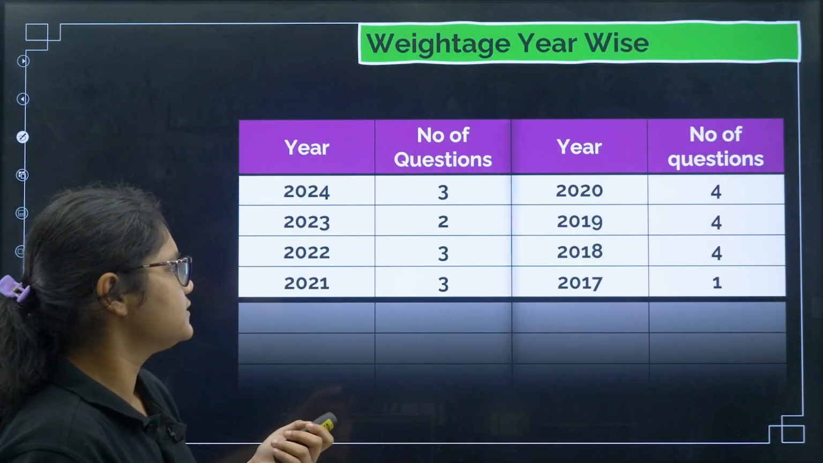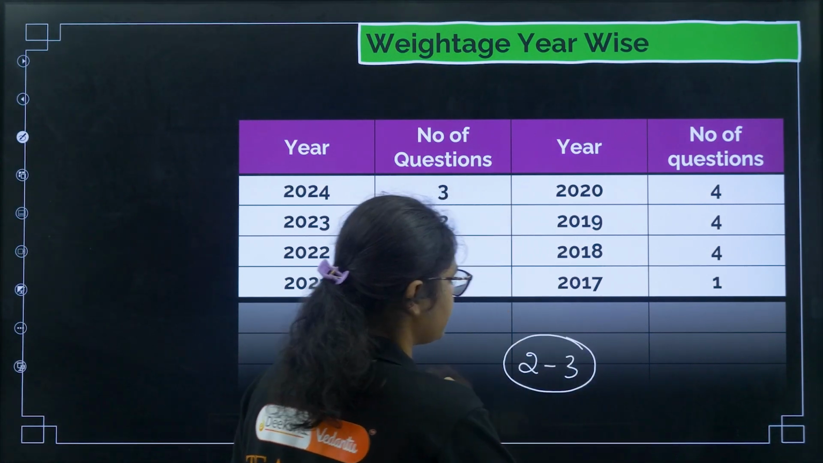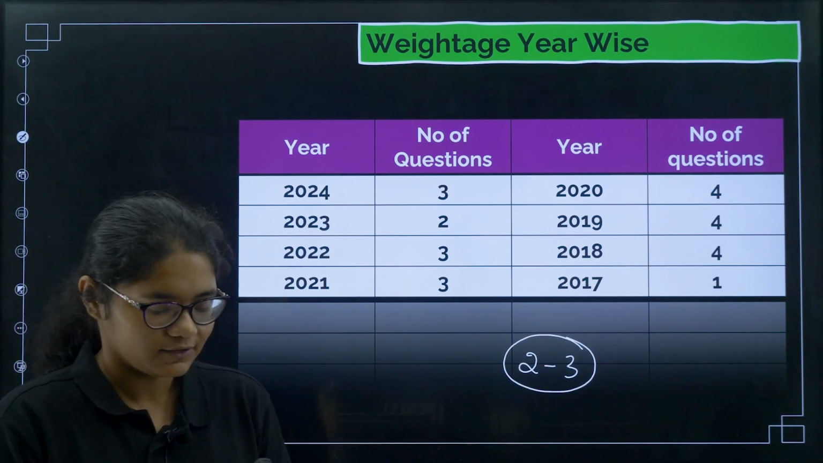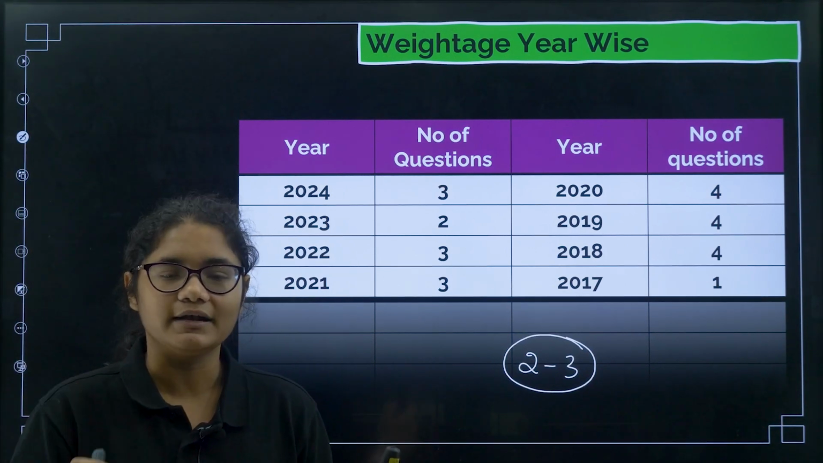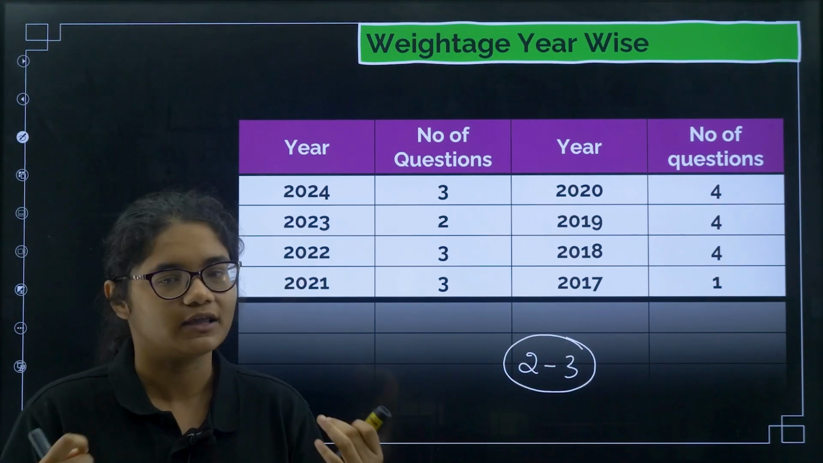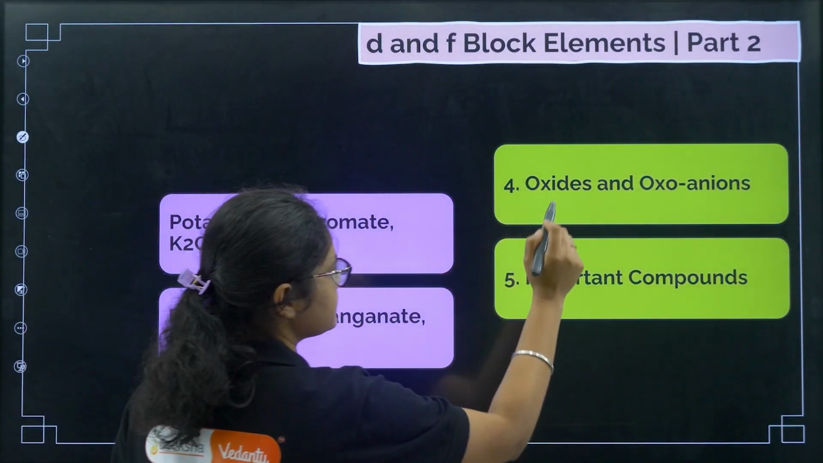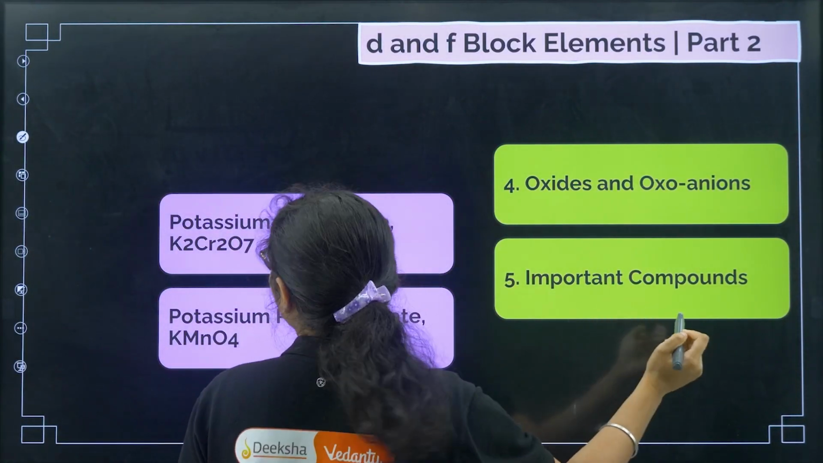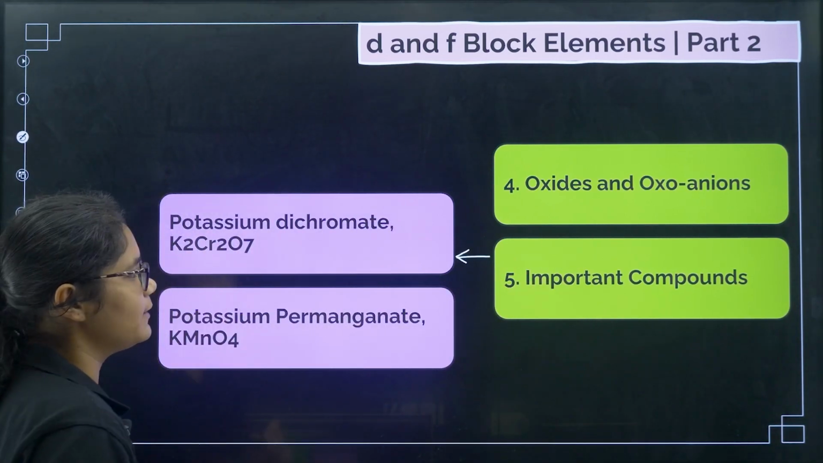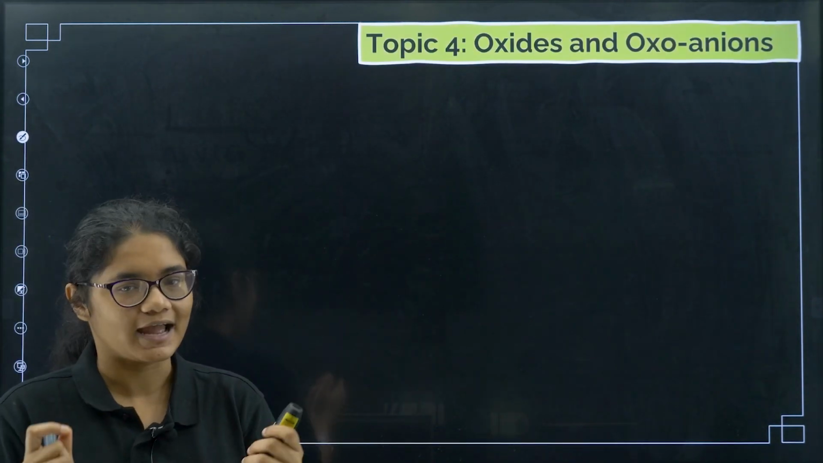Now coming to the weightage. You can easily expect 2 to 3 questions from this chapter. From the last 3 years, or you can say 4 years, 3 questions or 2 questions are being asked. So yes, this is definitely a must do topic, and it is also a very scoring topic. You need to just know certain theories, and based on that only every year questions are being asked. Okay, so next, as I said, today's topics are oxides and oxo anions and important compounds. In important compounds we have 2 important compounds, that is potassium dichromate and potassium permanganate. Okay, so now going to the first topic, that is oxides and oxo anions.